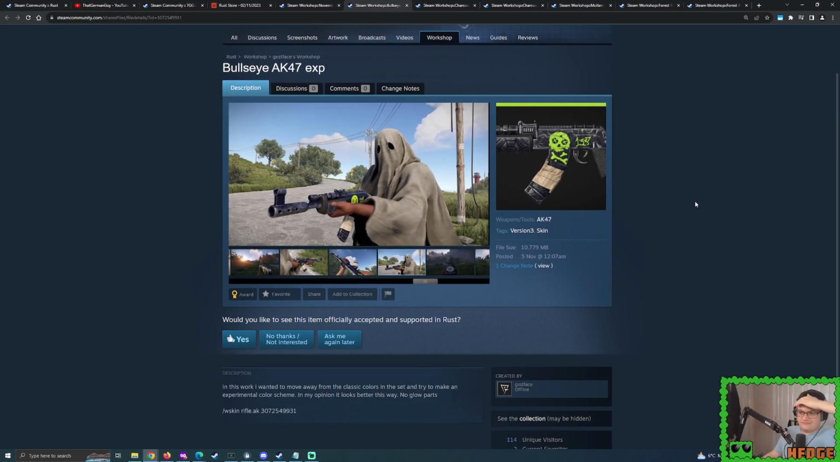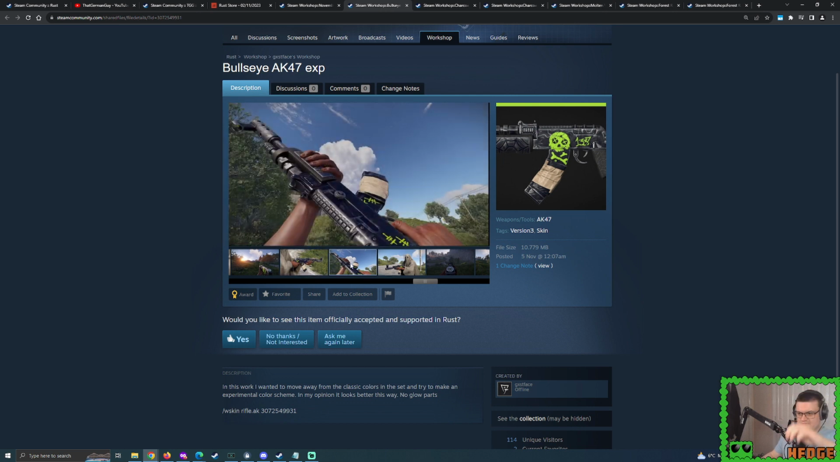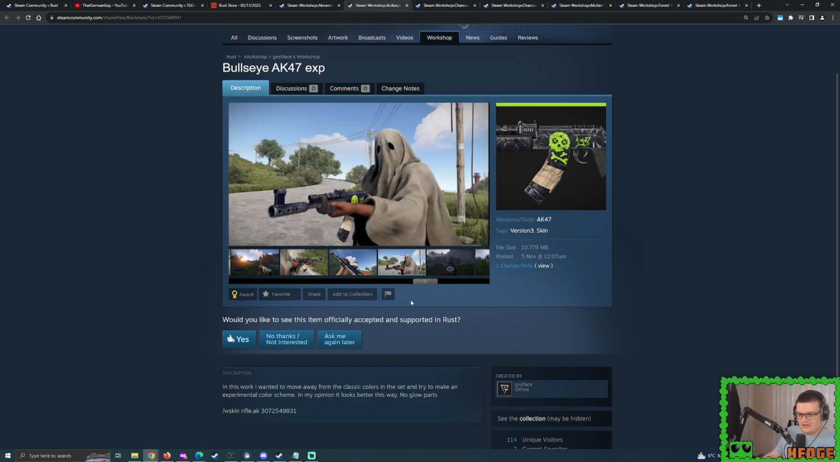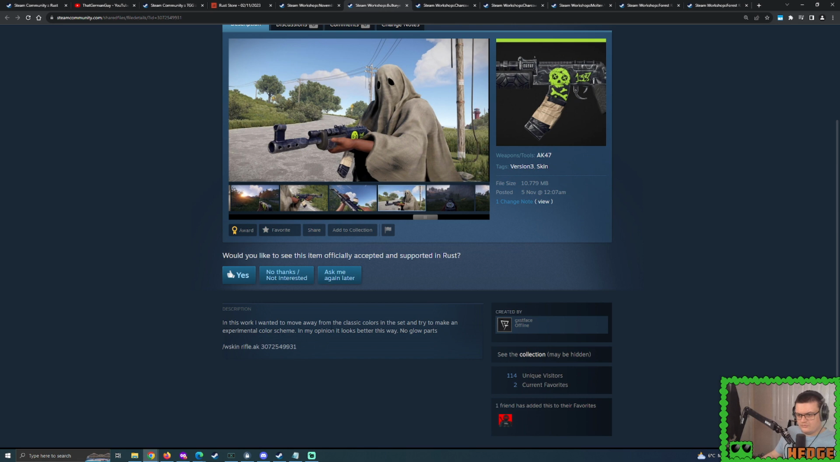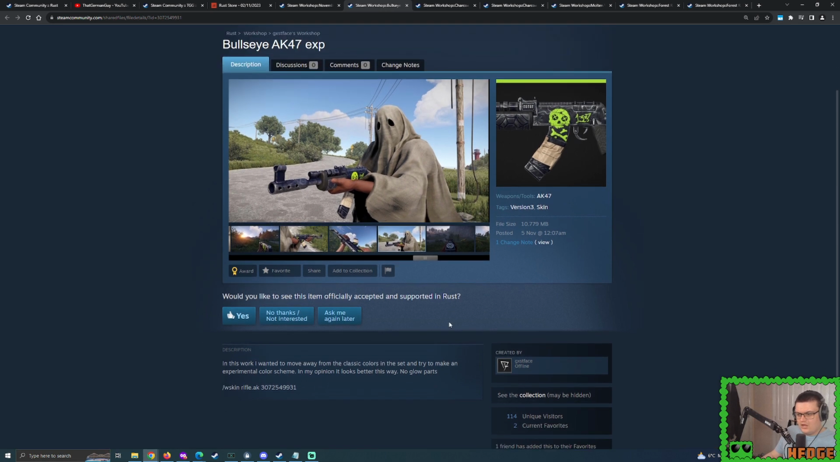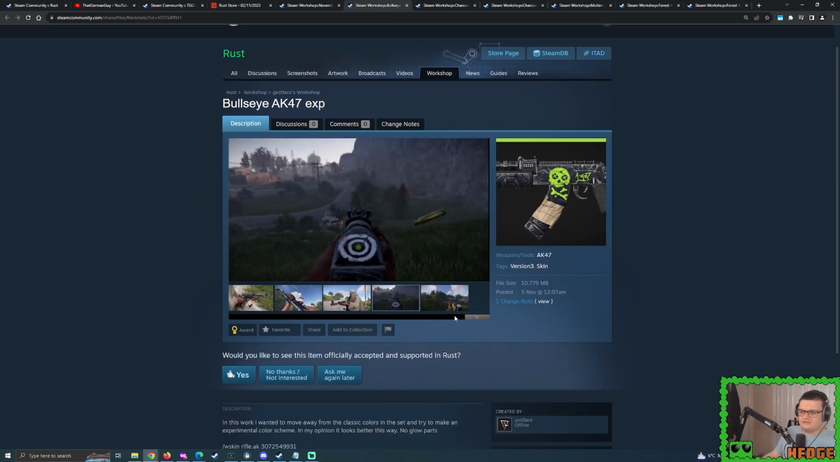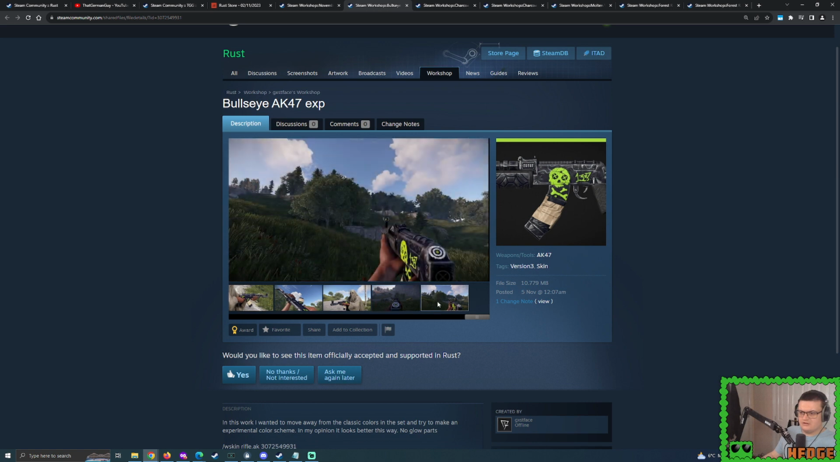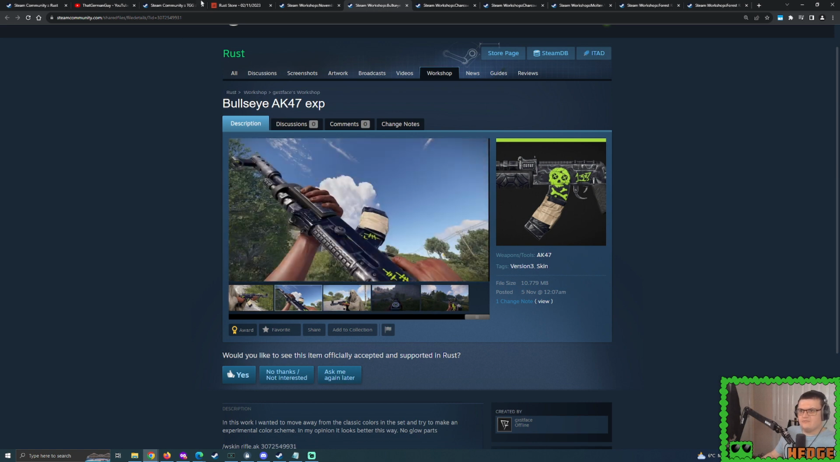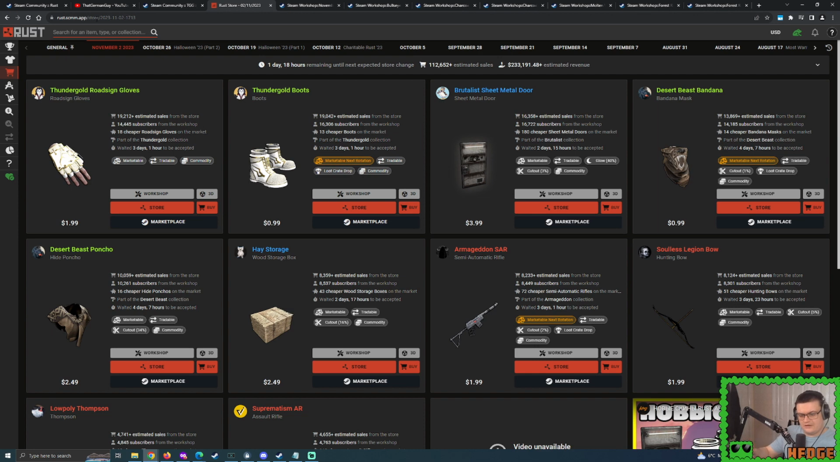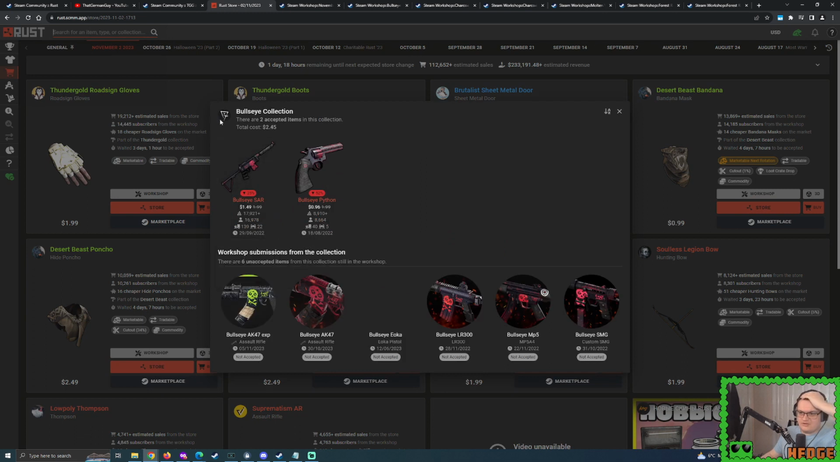Bullseye AK-47. Get a good look at that. So this is made by GXT Face. In this work, I wanted to move away from classic colours. Oh, wait, hang on a minute. Is this part of the Bullseye collection? Oh, it is. Oh, damn. No. Oh, God. I didn't realise. It was different colours. I got confused. It's part of the collection. Yeah, this is made by GXT. Oh, damn it. Right. Okay. Yeah, green and red from green.